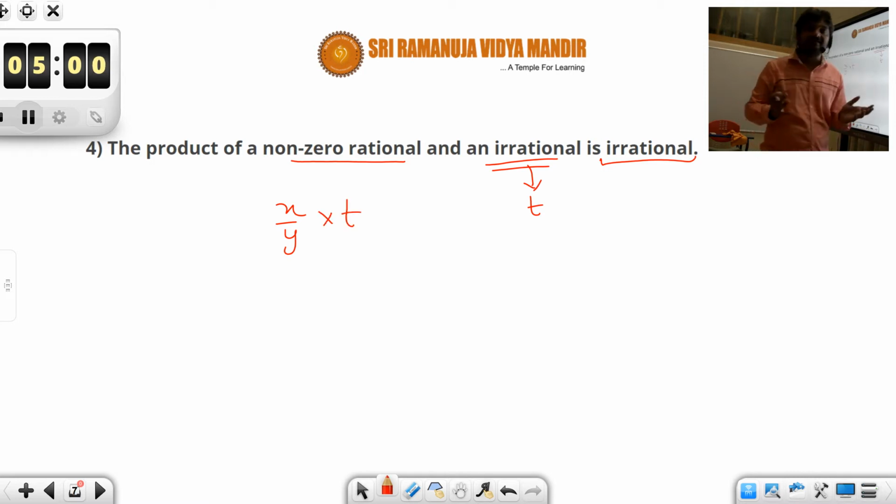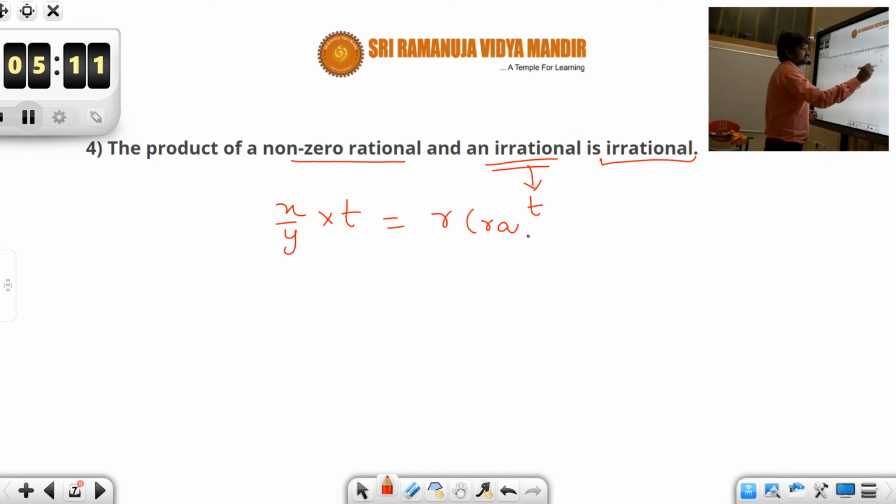We are not sure whether it would be rational or irrational. So what would be our first step? We'll assume that to be rational. So let us assume this to be some r, rational. Okay, students, let us assume this to be r. Now from this, by cross multiplying, we can write t is equal to r times y by x.